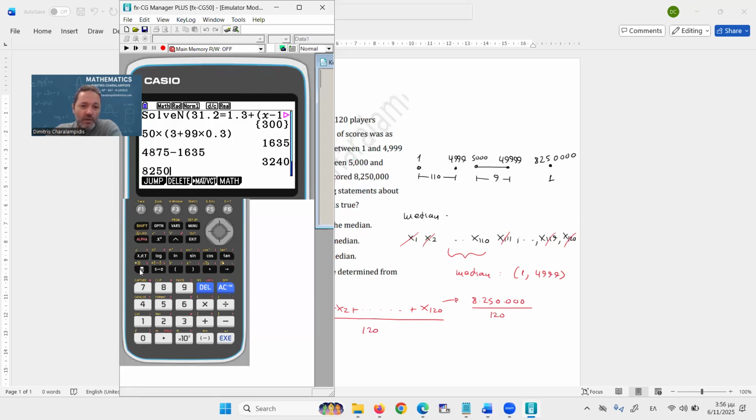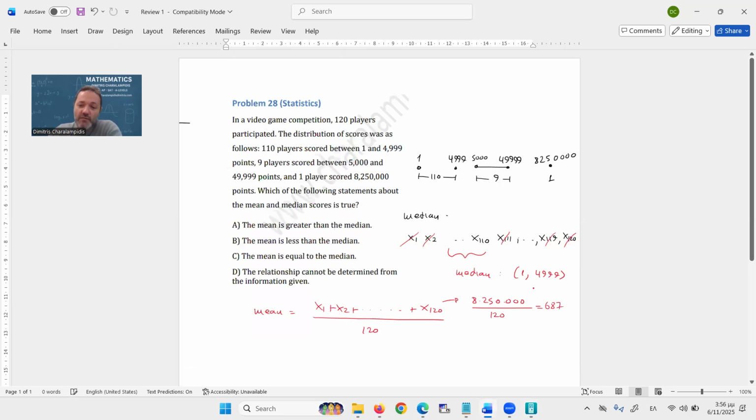8,250,000 divided by 120. It would give me the value of 68,750. So even if it was by itself, we would end up with a mean of 68,750. We are talking about scores. So all of these numbers are positive.